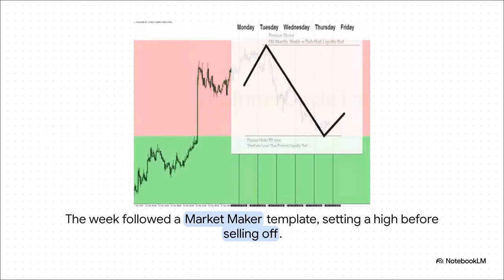And this is the beautiful result. The price action for the entire week laid out a perfect market maker manipulation template. It put in the high of the week on Tuesday by running the liquidity just above Monday's high, and then it spent the rest of the week selling off to go find that discount PD array, the liquidity void we spotted. You see how it all just fits together?